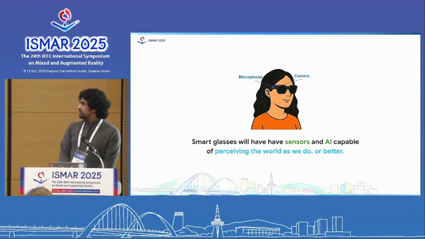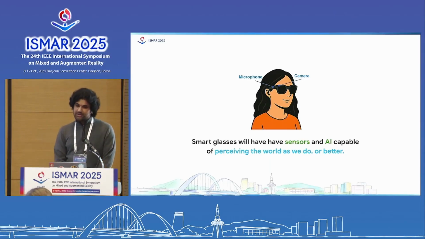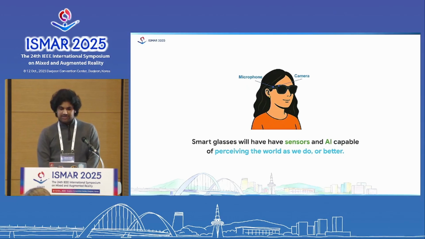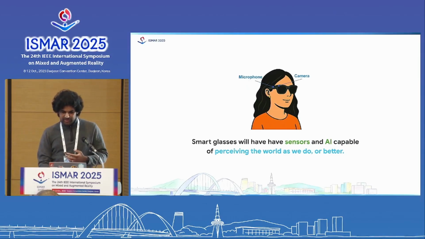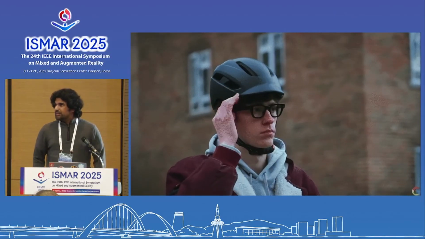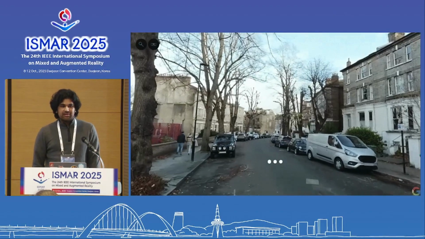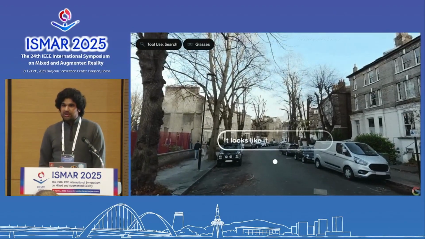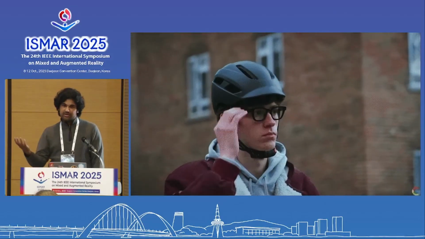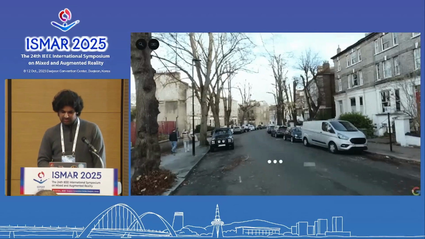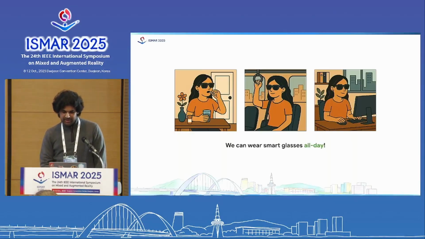And so the premise of this paper is smart glasses are going to have sensors and some kind of artificial intelligence that basically helps the people wearing them perceive the world as they do, or better, ideally, right? It amplifies their perception in some way. And ideally, you can just put these lightweight form factor glasses on, and while you're riding a bike or in many everyday scenarios where you might normally wear glasses or not, it's lightweight enough to take everywhere with you all day.